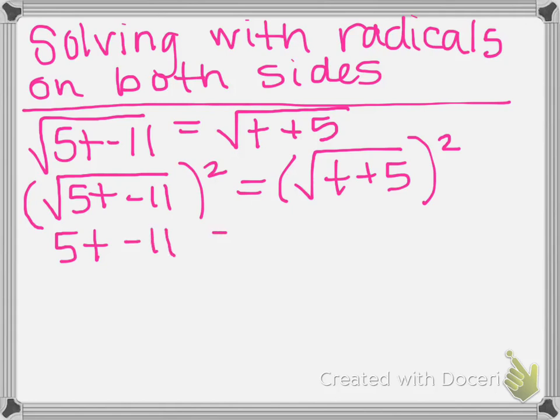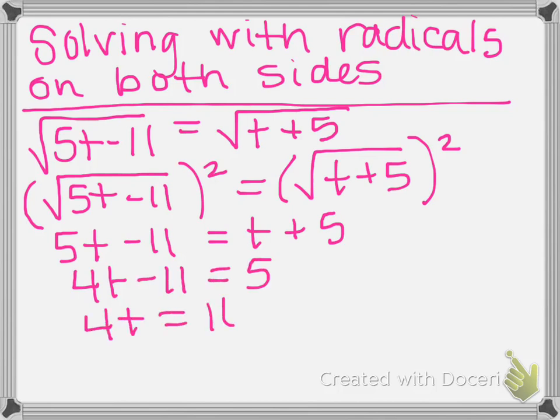So we will get 5t minus 11 equals t plus 5. Now you can either move the 5 over first or move the t over first. Personally, I would move the t over first because then we'll make sure we have a positive t value. So then we'll get 4t minus 11 equals 5. Add 11, so 4t equals 16. And then t will equal 4.